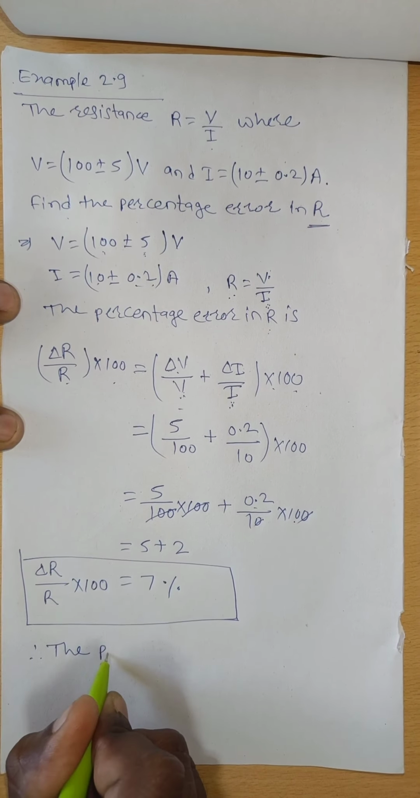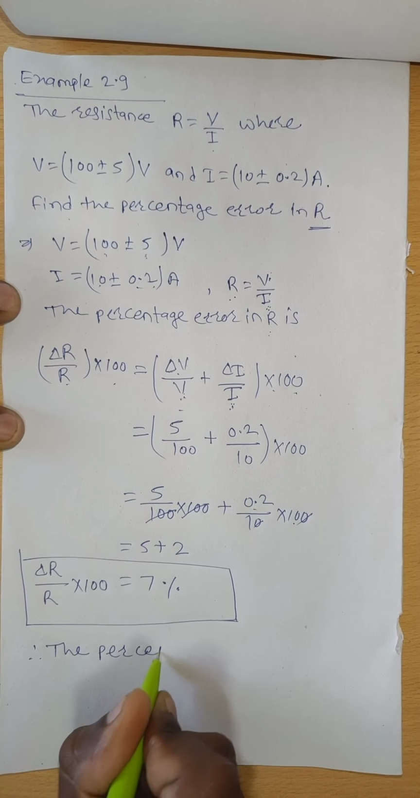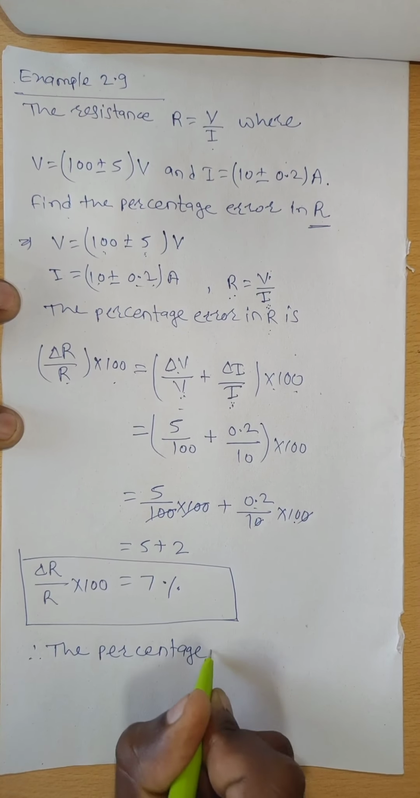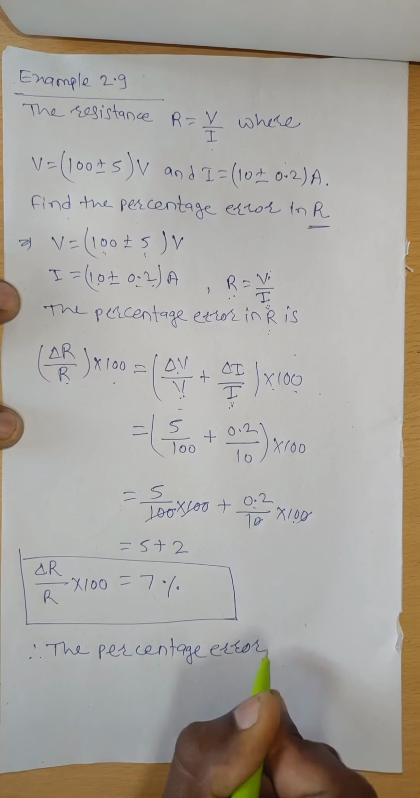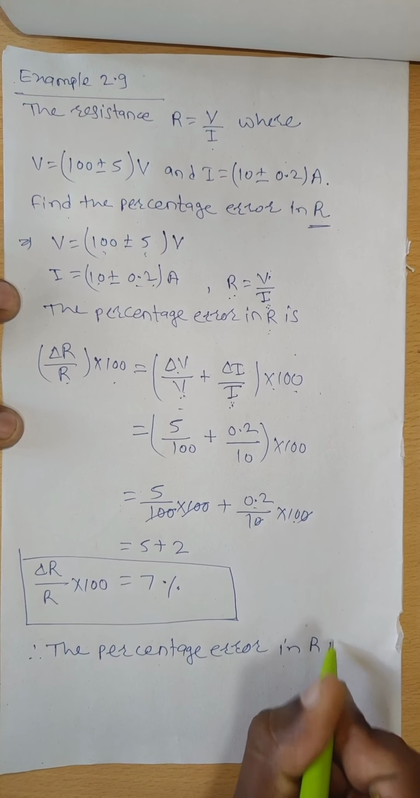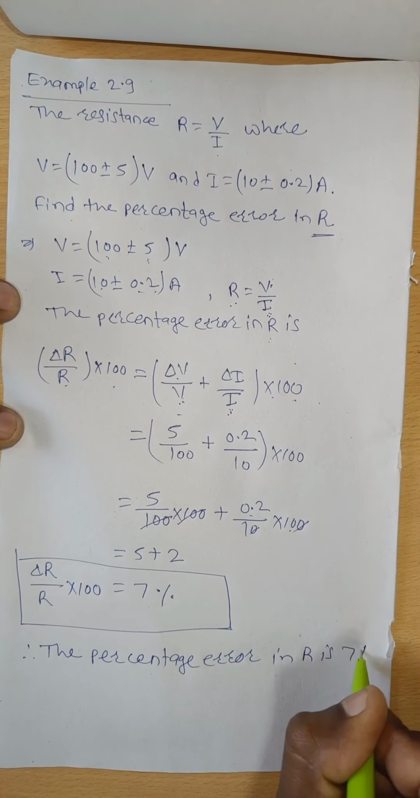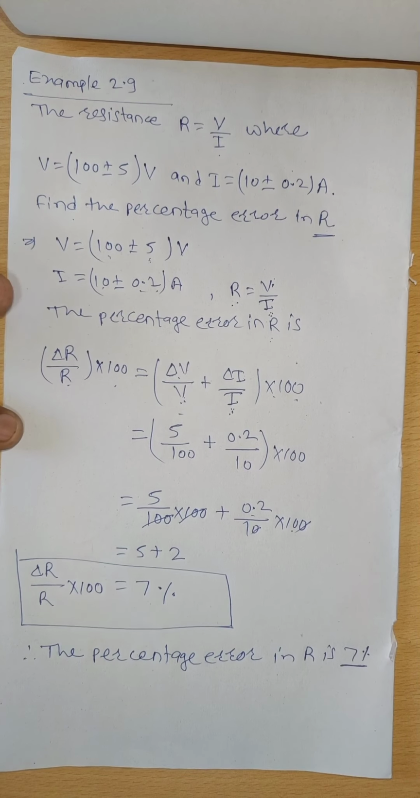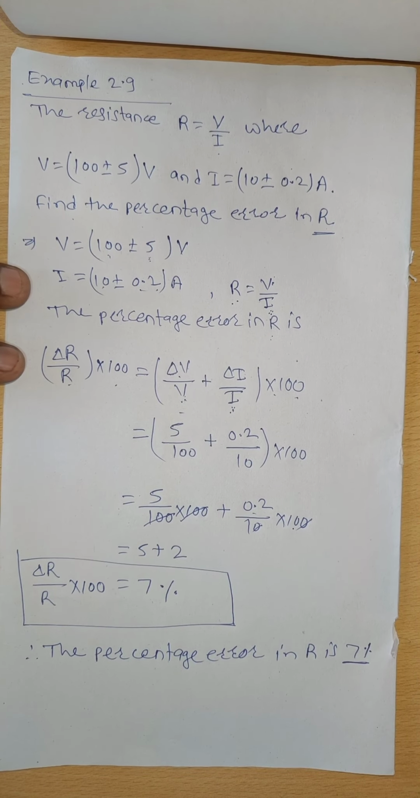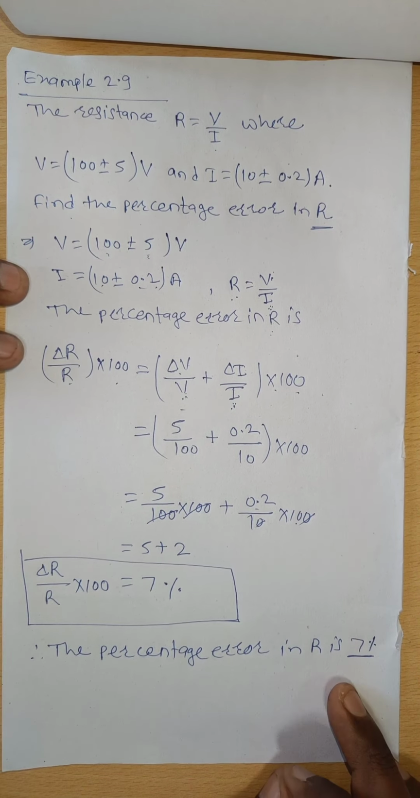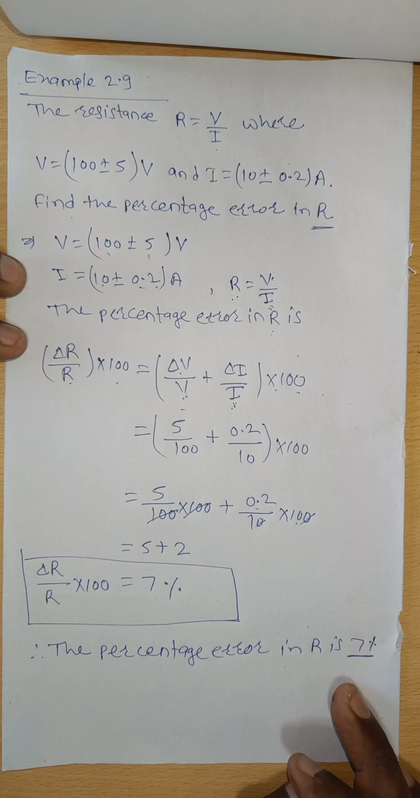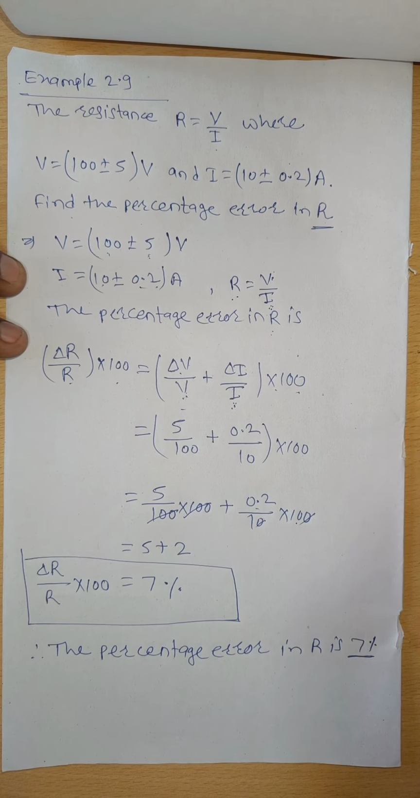Therefore the percentage error in R is 7%. The percentage error, while we have to measure the resistance, is 7%. Next we have to see example 2.10.